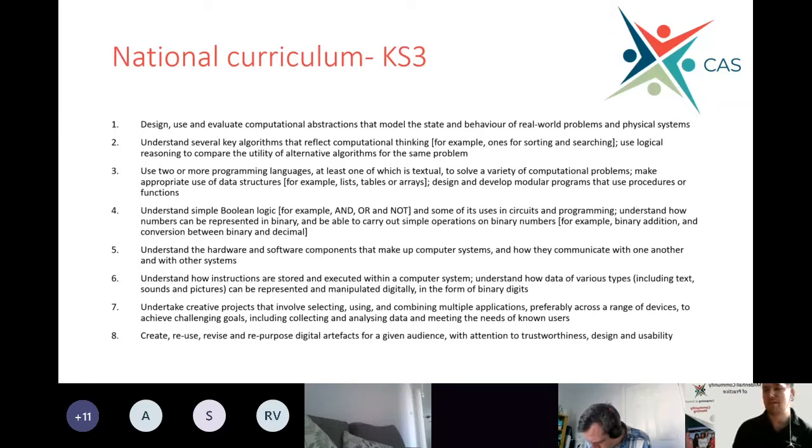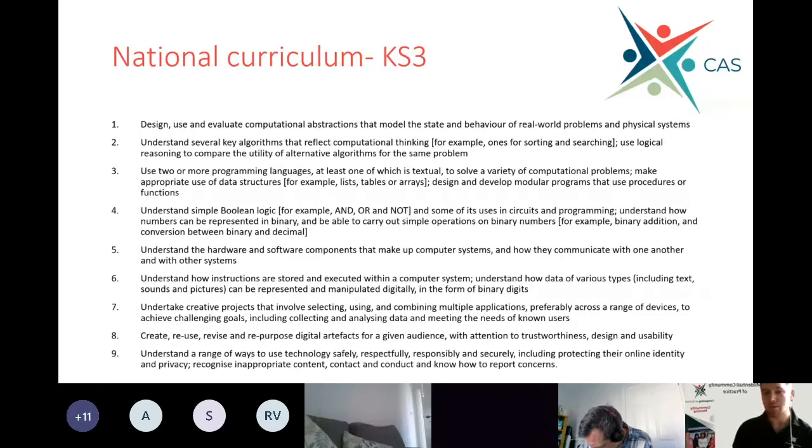Looking at being able to create, reuse, repurpose digital artifacts, looking at the trustworthiness and understanding why you can use some information and you can't necessarily trust other information. And then obviously the safety element in there as well, looking at inappropriate content a lot more, and reporting concerns.